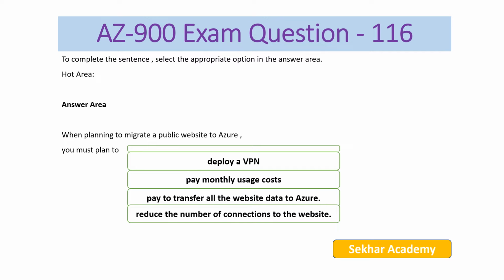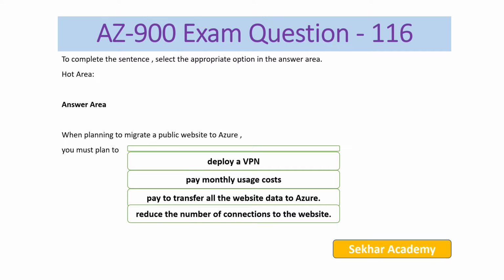AZ-900 exam question number 116. To complete the sentence, select the appropriate option in the answer area. In the answer area, the statement is here: when planning to migrate a public website to Azure, you must plan to. So here the options we have: deploy a VPN, pay monthly usage cost, pay to transfer all the website data to Azure, reduce the number of connections to the website.